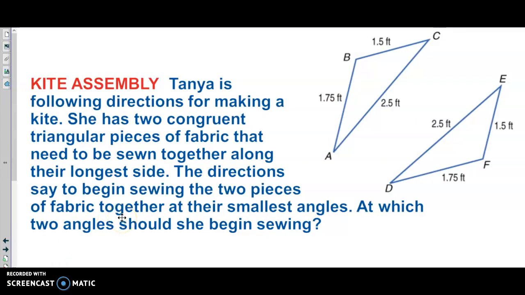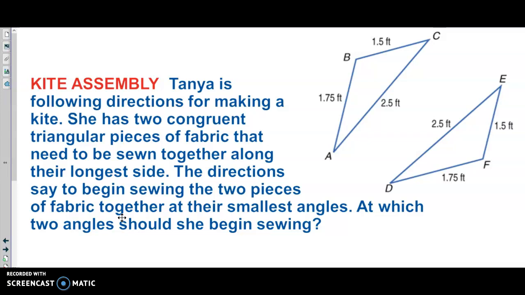Here's a little word problem practice for you. Tanya is following directions for making a kite. She has two congruent triangles of fabric that need to be sewn together along the longest side. The directions say to begin sewing the pieces of fabric together at their smallest angles. At which two angles should she begin sewing?